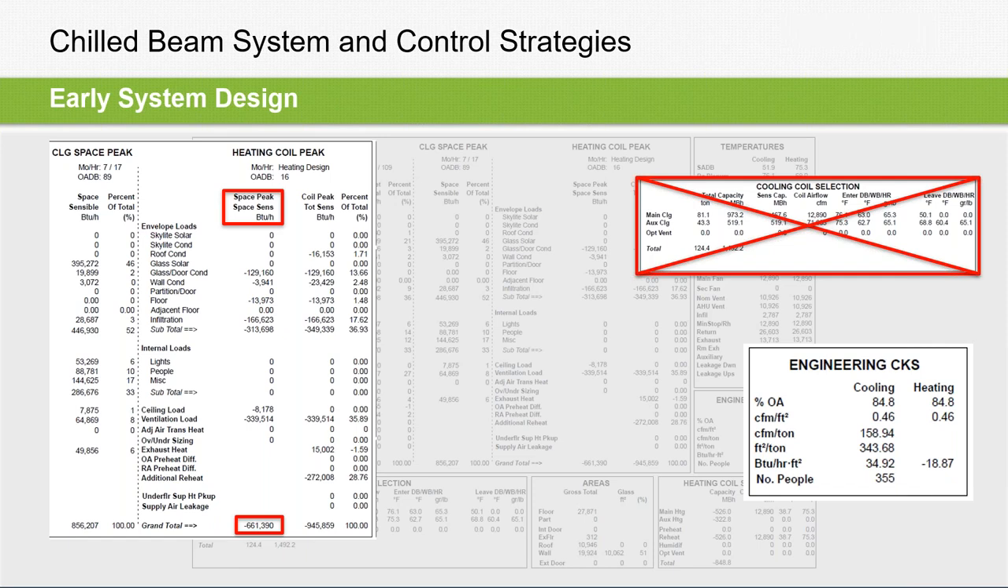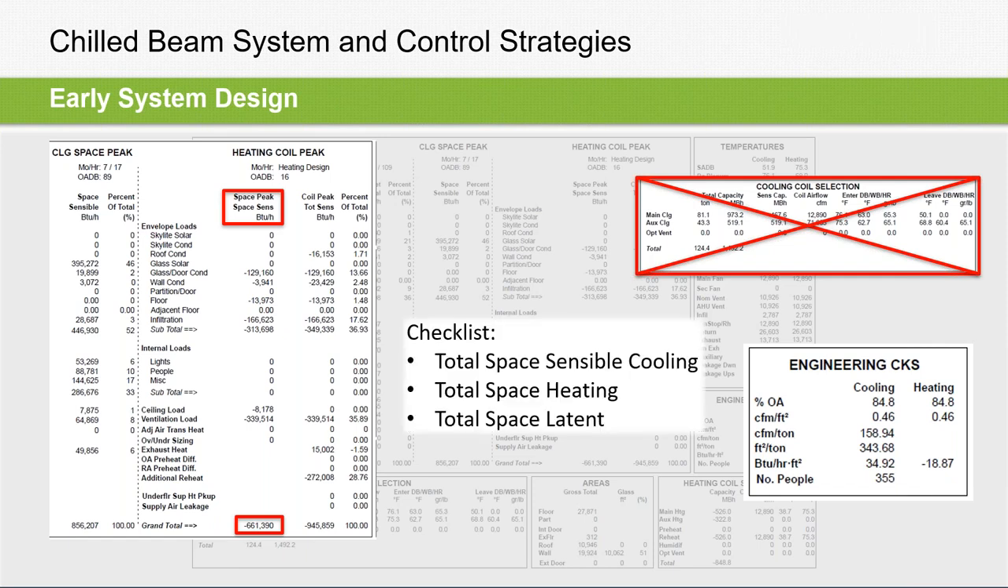You want to make sure you get the right ones. It's the internal loads, not the ambient loads that the air handler would see, that you want to provide to the beams. So the three criteria you really need to select an early system design are total space sensible, the heating loads, and the total space latent. Those are the three high-level components we would need to size the system.